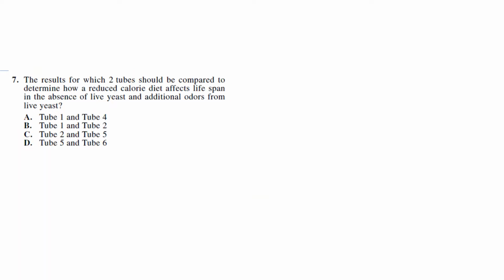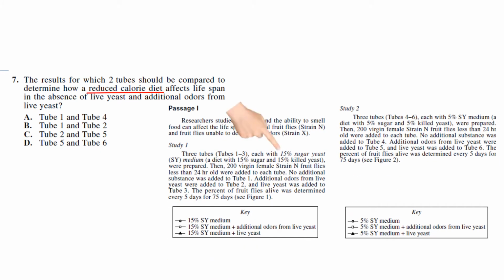So F. The results for which two tubes should be compared to determine how a reduced calorie diet affects lifespan in the absence of live yeast and additional odors from live yeast. So if we look at the studies, study 1 and study 2, study 1 has 15% yeast and study 2 has 5%. So we have to compare each study so we can eliminate B and C, because study 1 has tubes 1 to 3, study 2 has tubes 4 to 6, and we need one from each. So then we want to say which test tube has no additional odors, and that would be test tube 1. So we need test tube 1 in our study, so the answer has to be A.